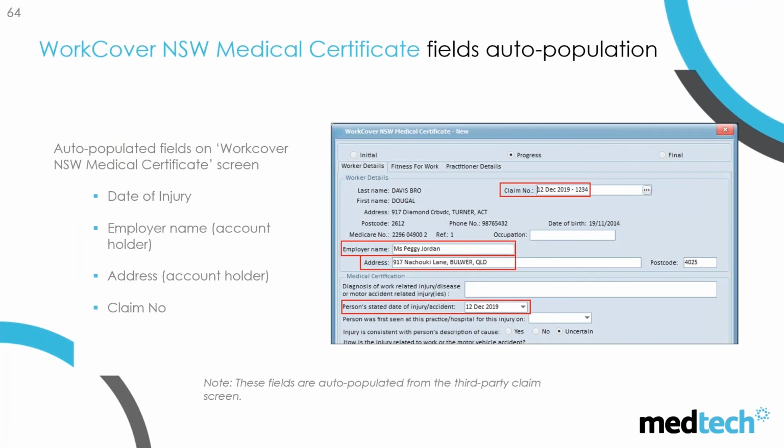So New South Wales medical certificates fields auto population. Date of injury, employer name, address and claim number fields are auto populated now on the WorkCover New South Wales medical cert screen. Employer name and address fields are auto populated there with the account holder details from the third party screen. Date of injury and claim numbers are now also auto populated from the third party screen. There's just a note there on the bottom, but that's a good addition.